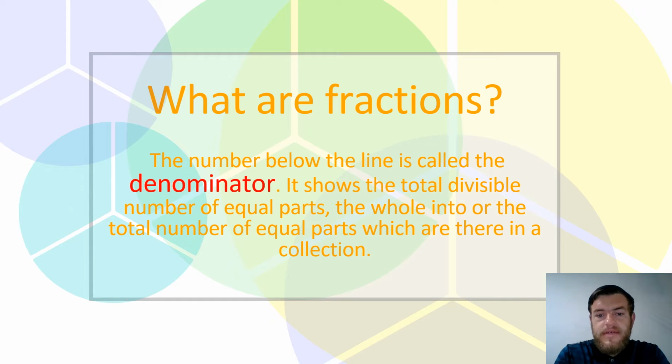As we've discussed the number on the top, which is the numerator, now we're discussing the number on the bottom of the line. The number below the line is called the denominator. It shows the total number of equal parts the whole is divided into, or the total number of equal parts which are in the collection.